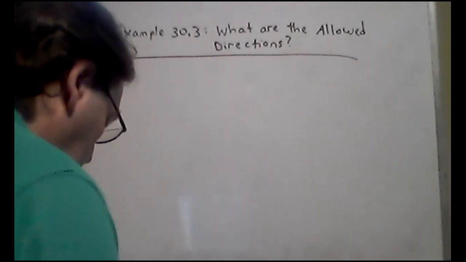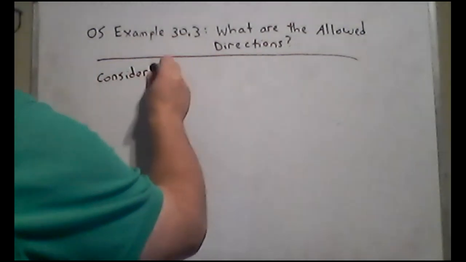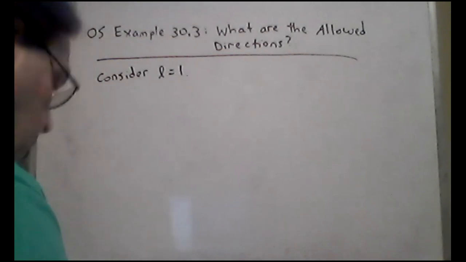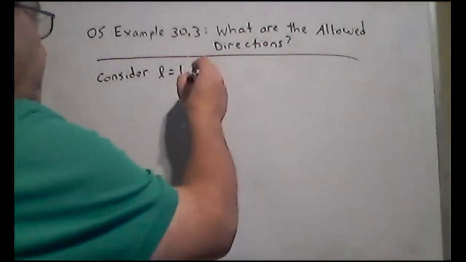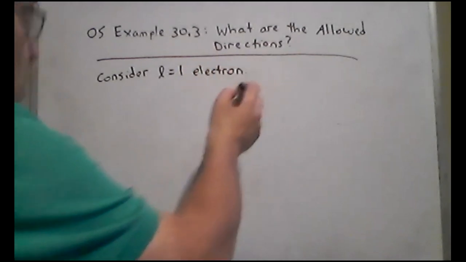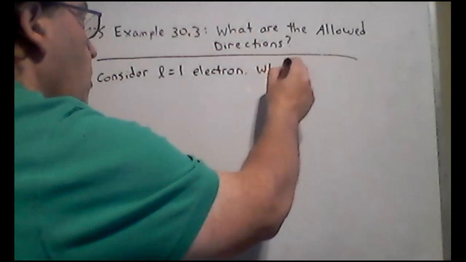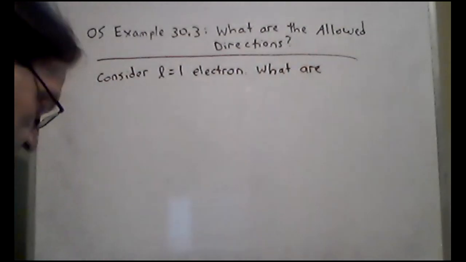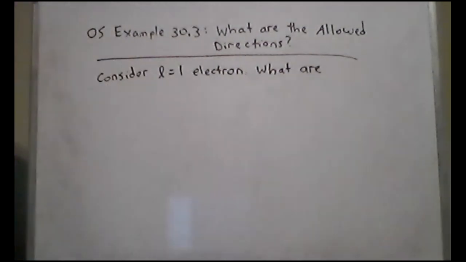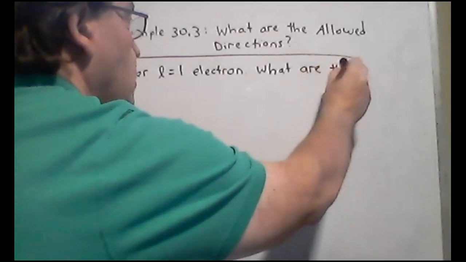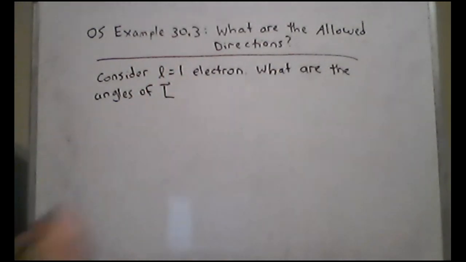So I want to take a look at an L equals 1 electron. Let's consider an electron that is in an L equals 1 system. What are its possible angles of L, the angular momentum, from the z-axis?